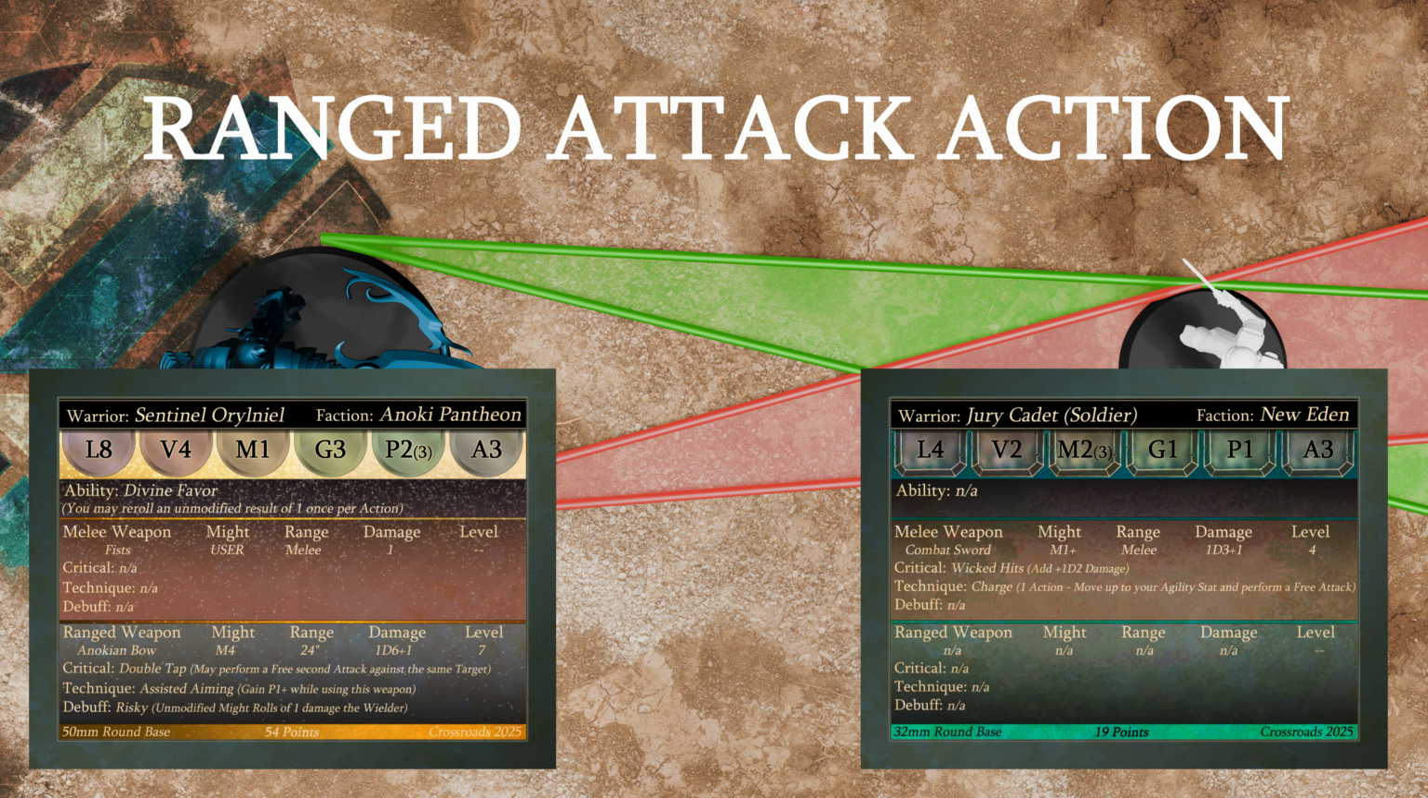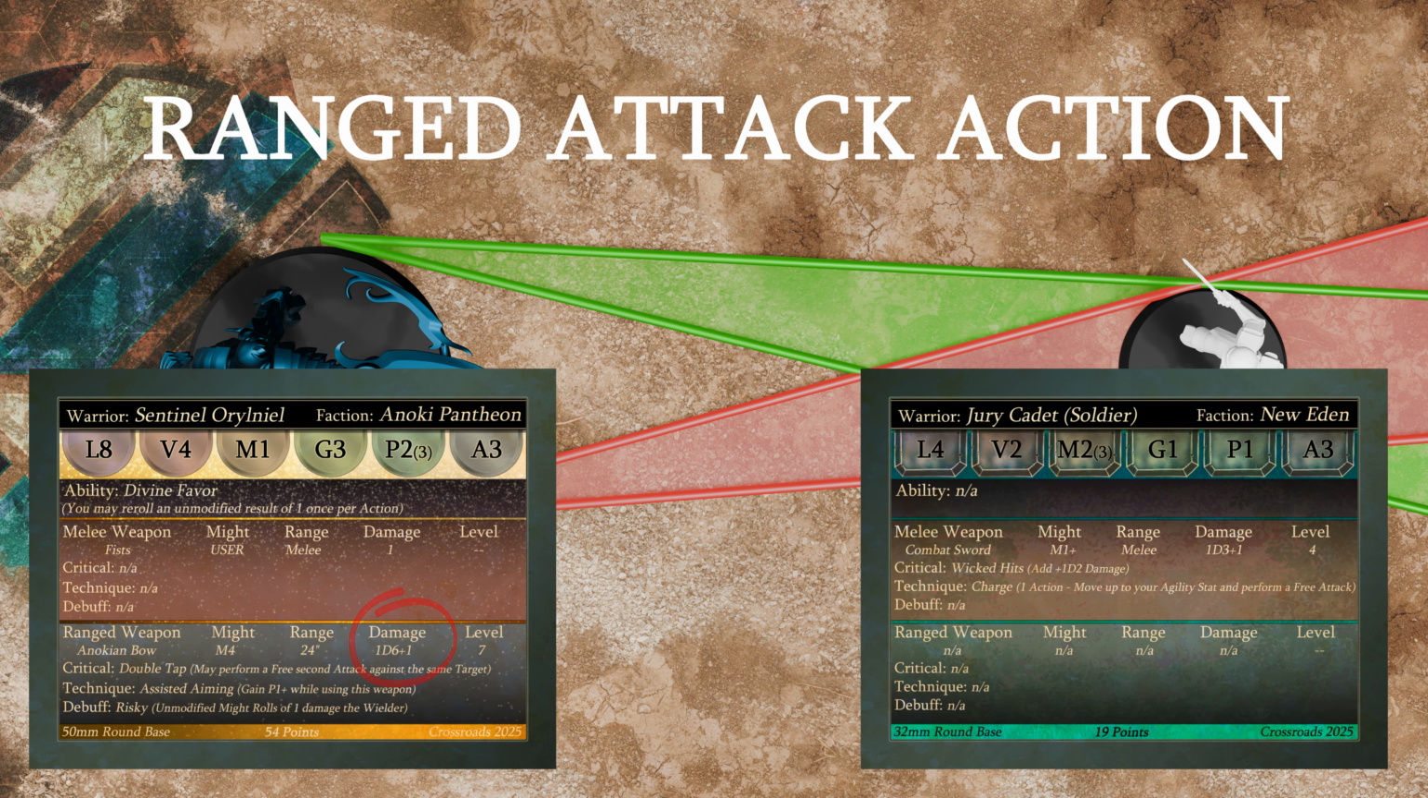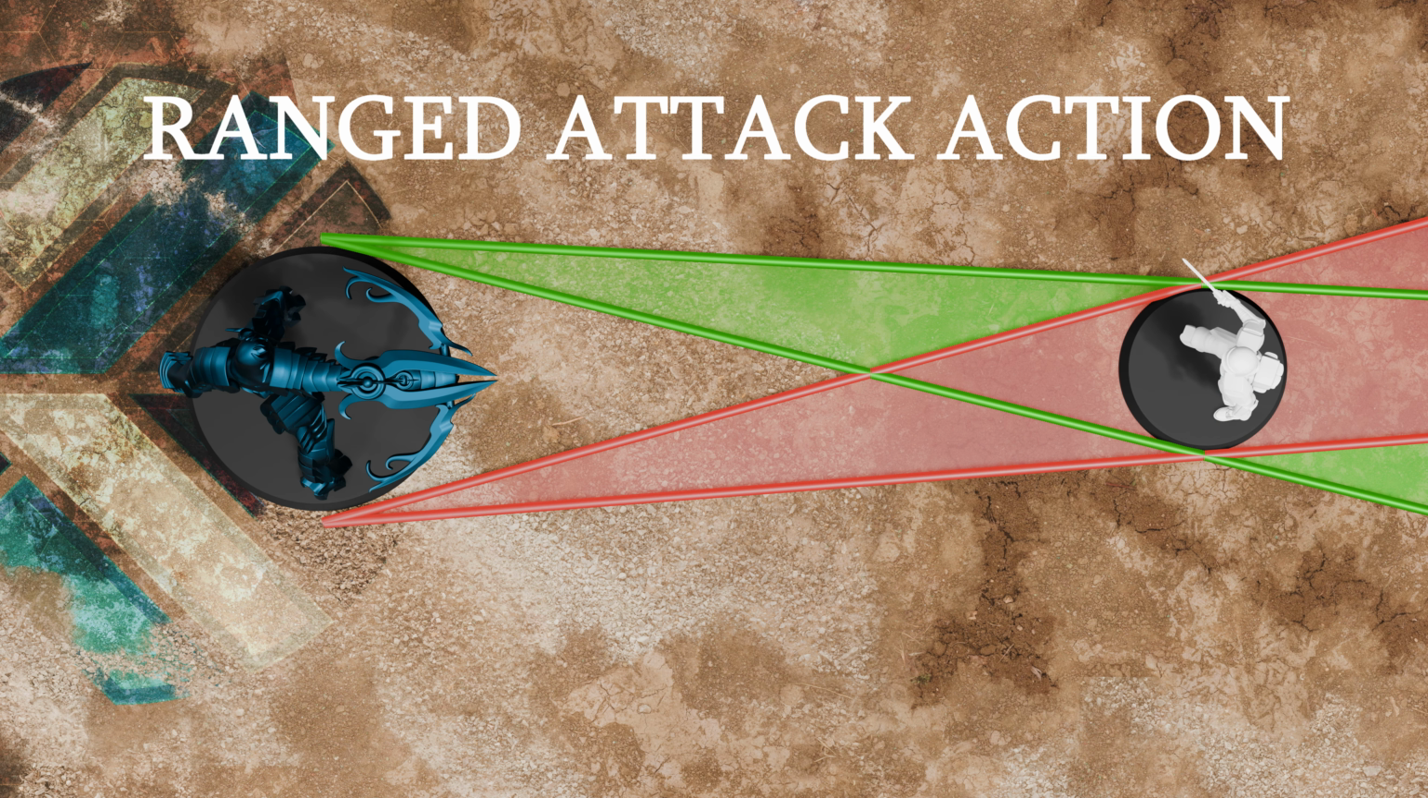Proceed to a second roll-off and add your ranged weapon's might stat to the result. The opposing player adds their warrior's guard stat to their roll. If your final result is equal to or higher than your opponent's final result, proceed to applying damage. In the event of a critical tie, the target warrior receives half damage when it is applied, rounded down to a minimum of 1.